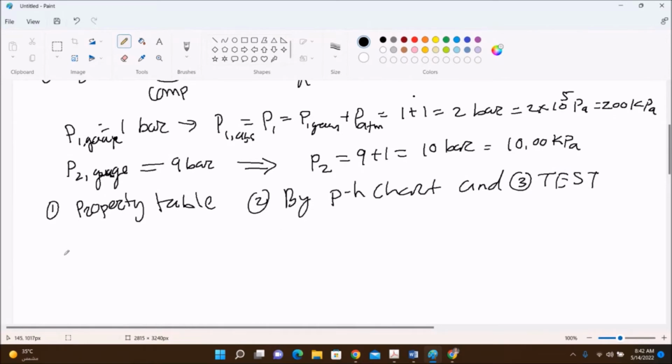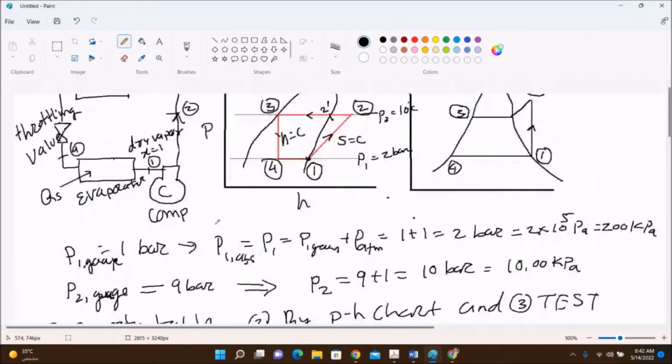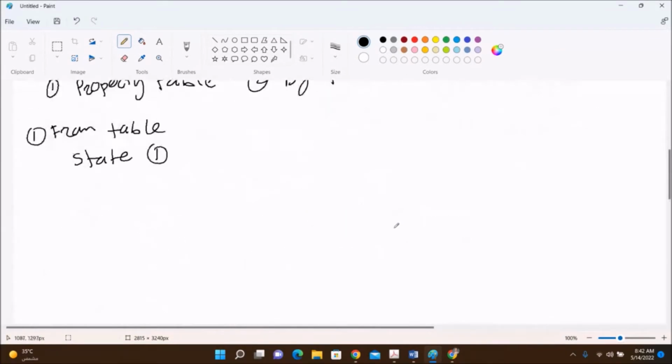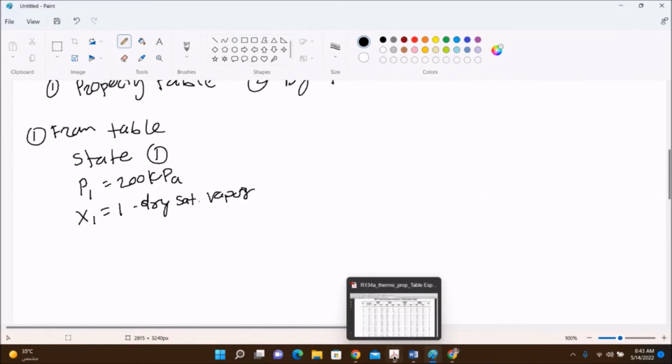Now first, the property table. From the property table, at state 1. What do you know at state 1? The point 1 is on the saturation curve, which means it is a dry saturated vapor, means X is equal to 1 and pressure is equal to 2 bar. So as I told you, we need two properties. So P1 is equal to 200 kilopascal and X1 is equal to 1. It means it is a dry saturated vapor. So go to the table and find out all the properties.